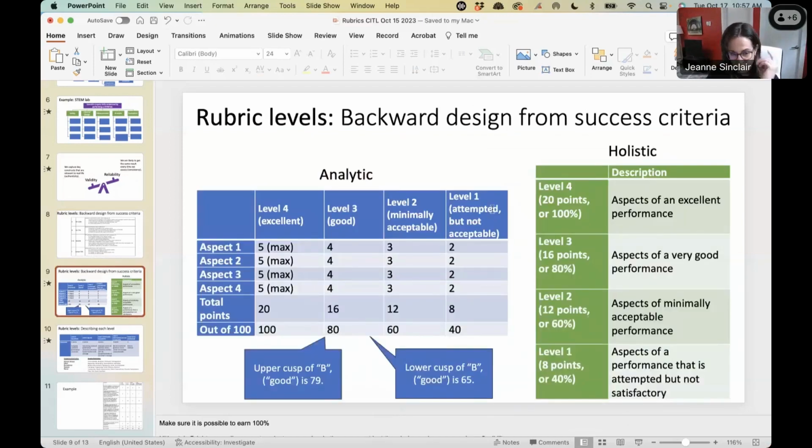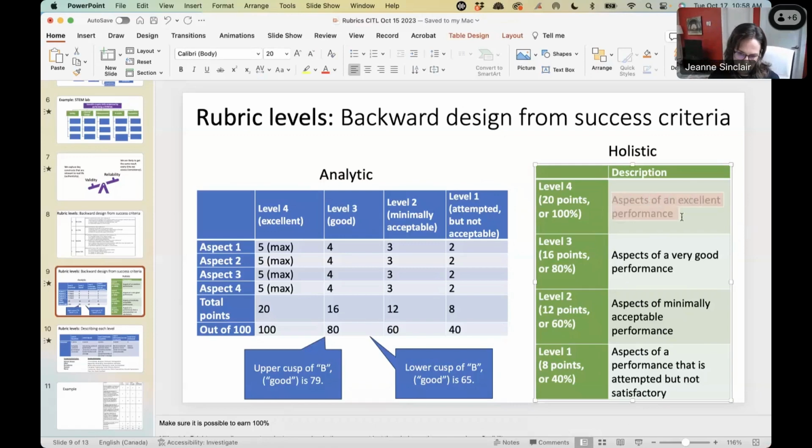So there's a couple options when you're making your rubrics. On the right-hand side, I'll start with this one. It's a simpler one. It's called a holistic rubric. And the holistic rubric is basically exactly what it sounds like. You're going to be evaluating it holistically, like as a whole, and applying a level.